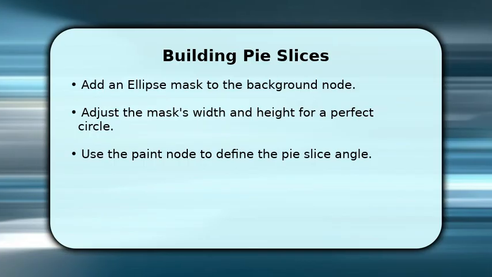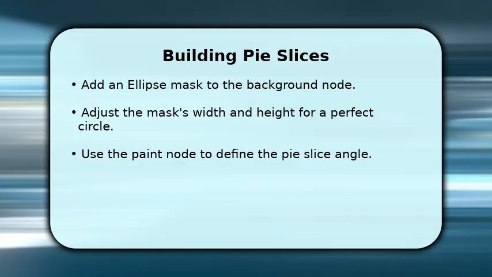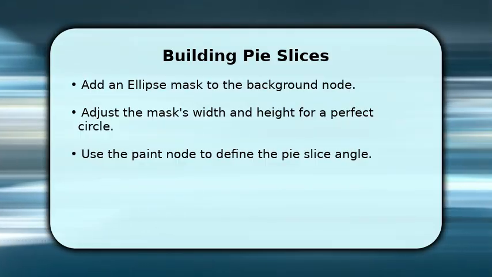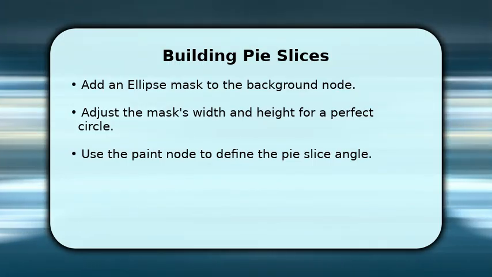Then, introduce a paint node after the background. Within the paint node, you can draw a line or shape that will define the angle of your pie slice. This method gives you precise control over each segment's size and appearance.